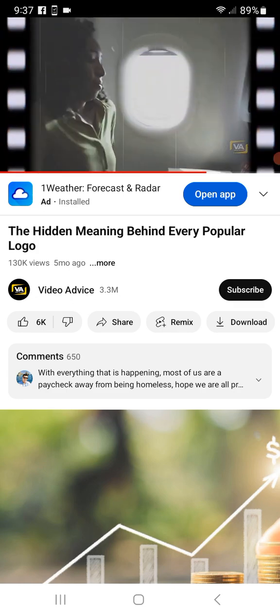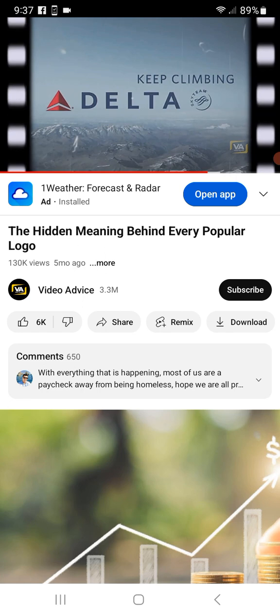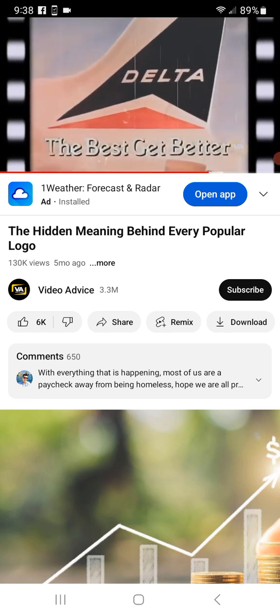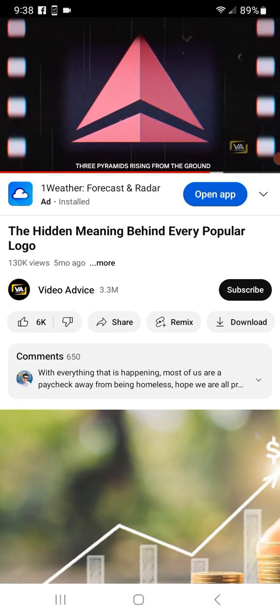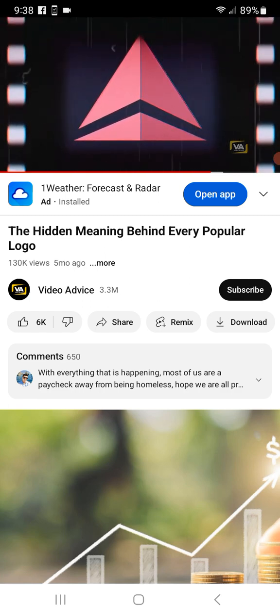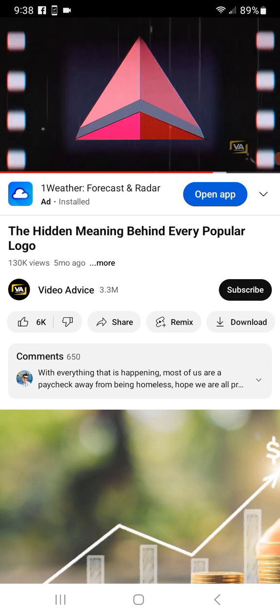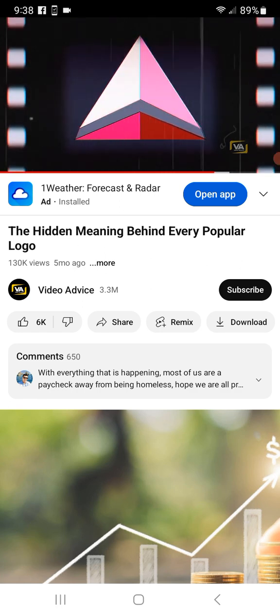If we're looking at triangle logos, look no further than Delta Airlines, right? Delta is the fourth letter of the Greek alphabet. Its symbol itself is a triangle, and the Delta logo is three pyramids rising from the ground. So it's showing flight. You have a smaller pyramid, the negative space in between, which is the secondary pyramid, and then on top of that you have the third pyramid, and they're both dimensional shapes.